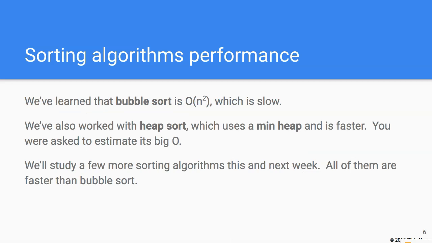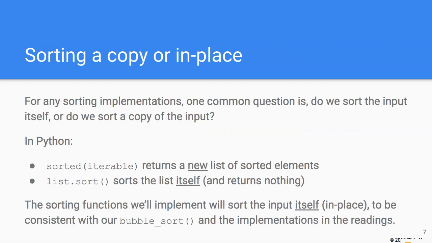Okay, and so one of the most important things about sorting algorithms, other than that they must be correct, is their performance. We've already learned previously that bubble sort is O(n squared), and anything that is n squared is slow. And then just very recently, you were asked to work with heap sort, which uses the min heap, and that is faster than bubble sort. You were asked to estimate its big O. So this week and next we'll study a few more sorting algorithms, and all of them are faster than bubble sort, which is good. You really don't want to get any slower than what bubble sort already does.